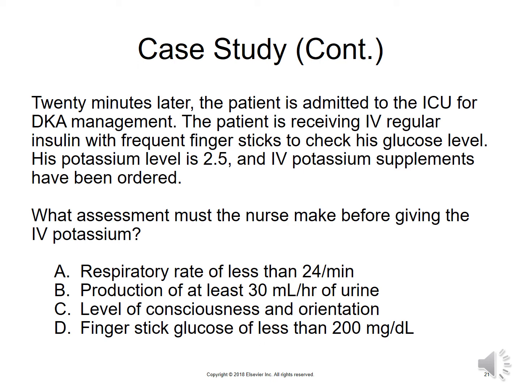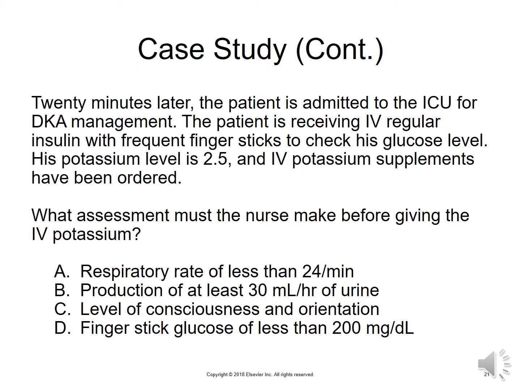Okay, 20 minutes later, the patient is admitted to the ICU for DKA management. The patient is receiving IV regular insulin, which is the only insulin that you can give IV, with frequent finger sticks to check his glucose level. So if they're on an IV drip, they should be getting Q 1-hour blood glucose checks.